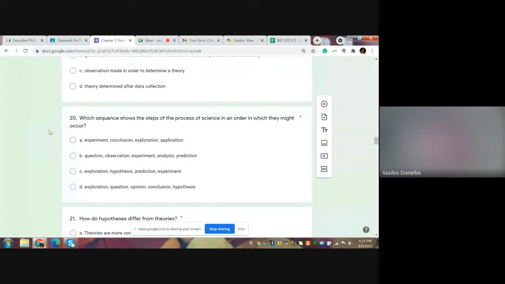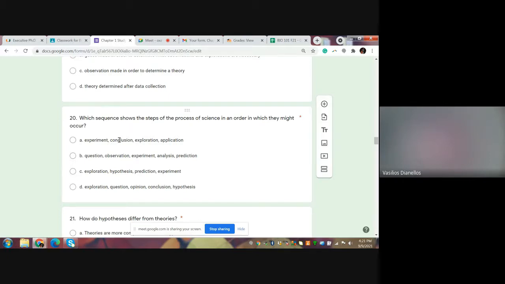All right, number 20, which sequence shows the steps of the process of science in the order in which they might occur? Yes, you do need to know the steps of the scientific process in order. And I like the way they wrote this question because even though one of those choices is in order, it's not complete. So it doesn't have every step, but it has some of the steps and they're in order. And that's all the question asks, right? Choose the one that's in order.